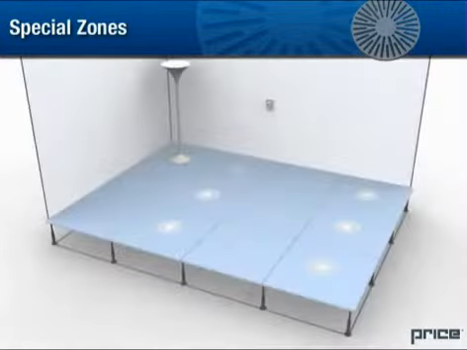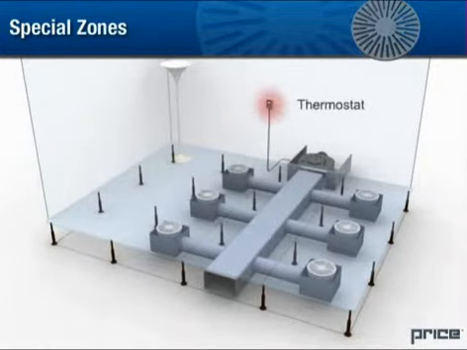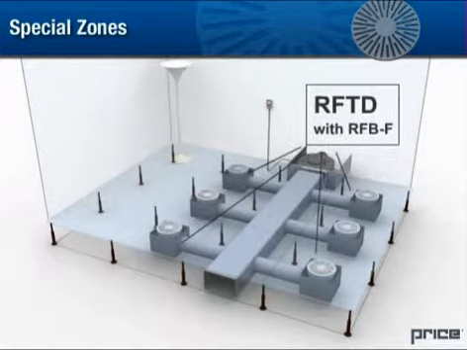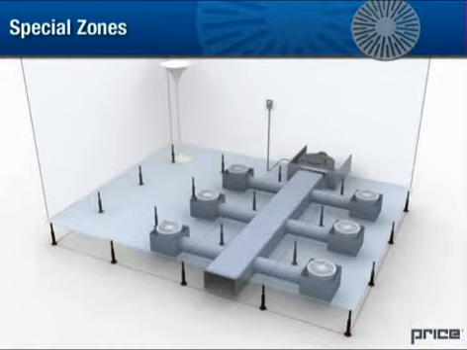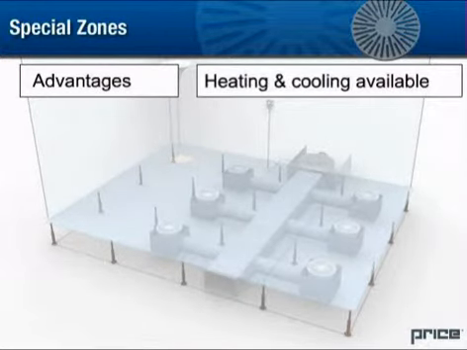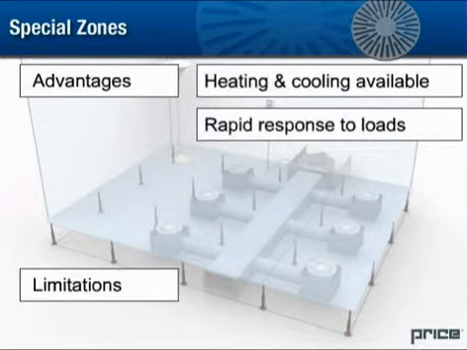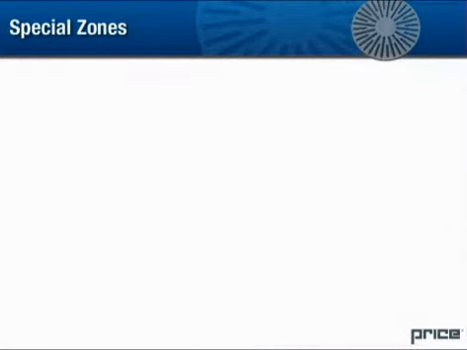2. A control zone is formed using a variable volume fan-powered terminal unit controlled by a thermostat located in the zone. The fan terminal is ducted to the floor outlets, model RFTD with RFBF boot, and supplies cooled plenum air to quickly satisfy the demand. It's also possible to heat in this configuration. Advantages with this option are that you can do both heating and cooling, and there is a rapid response to fluctuations in loads. However, since it is ducted, there's an increased installation cost, and it is less flexible.